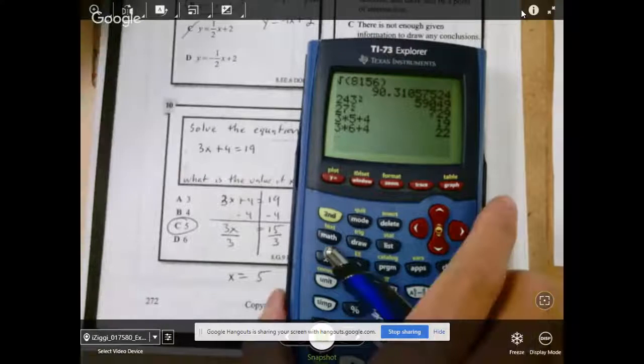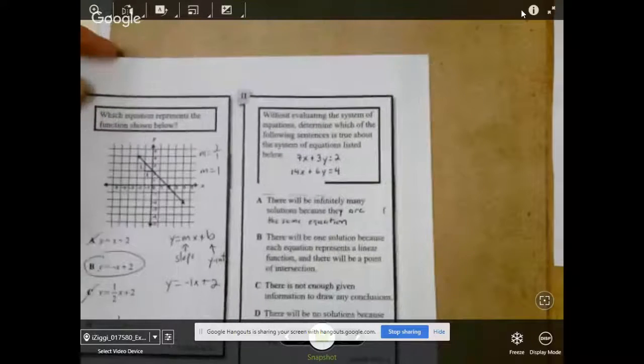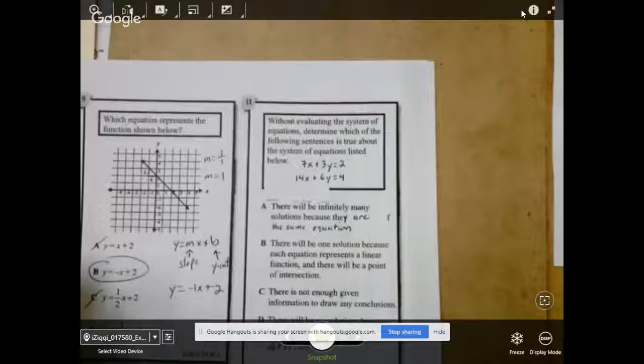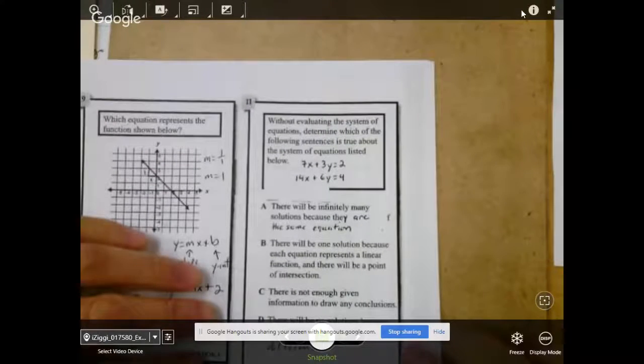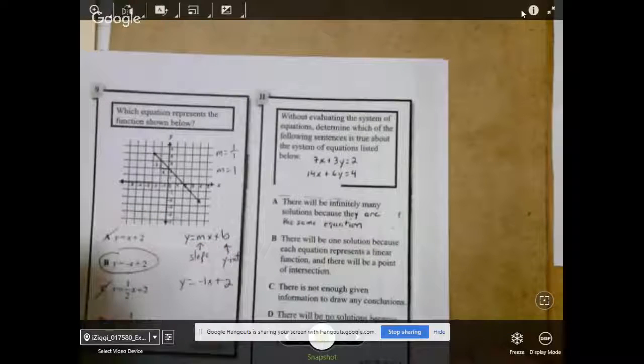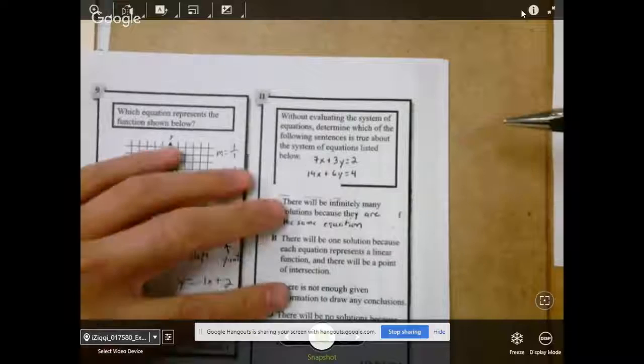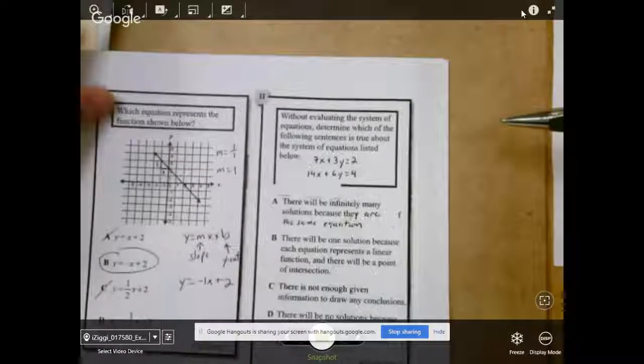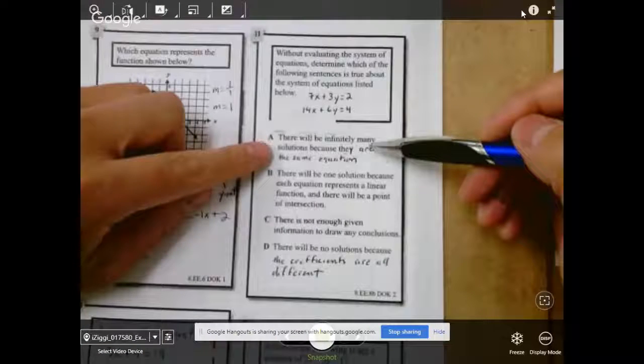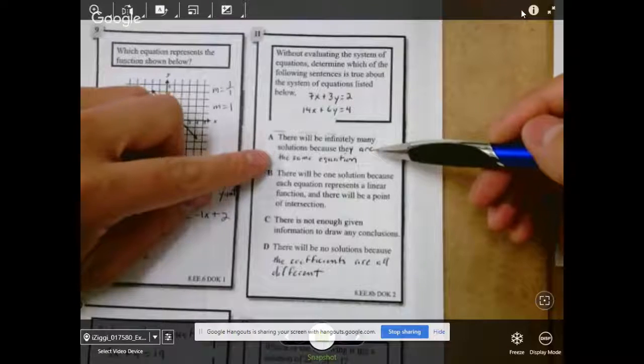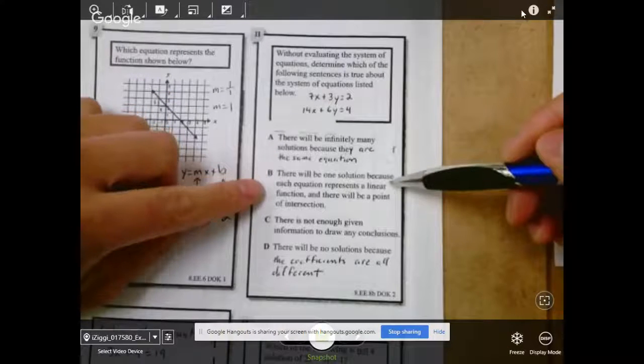Without evaluating the system of equations, determine which of the following sentences is true about the system of equations listed below. Okay, so you have two equations here. Your options, it's a pretty good idea to read your options first. There are infinitely many solutions because they are the same equation. There will be one solution. Not enough information. There will be no solutions because the coefficients are all different.